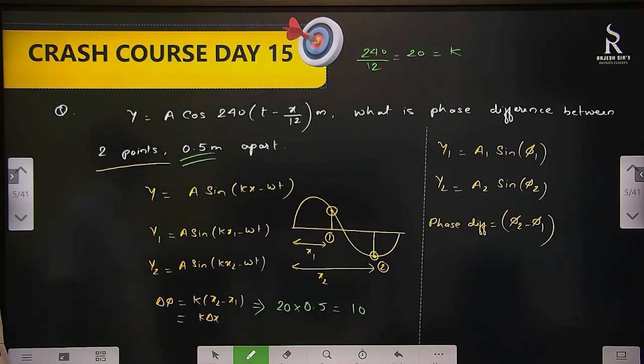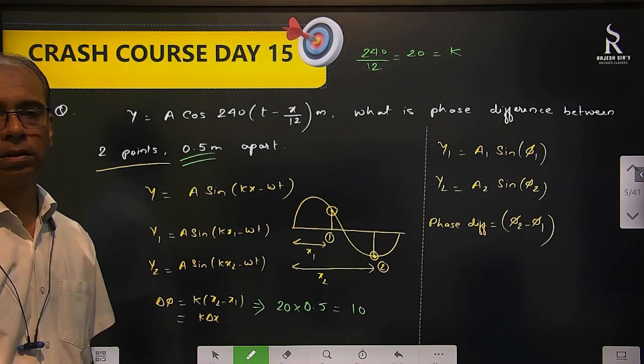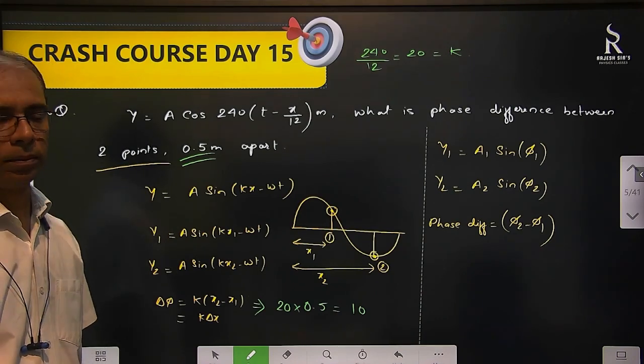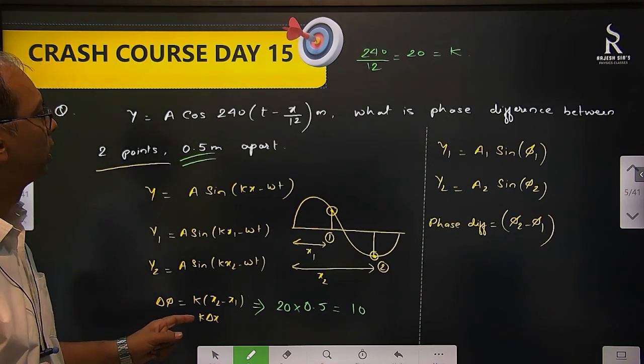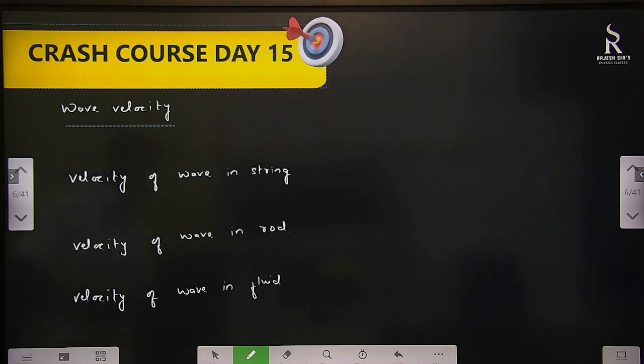So the phase difference between 2 points 0.5 meter apart is 10. That's correct, no? It's k delta x, right? So 10, right? 10 radian. This is how you can find the phase difference between two points. Okay, let's see further what it is.